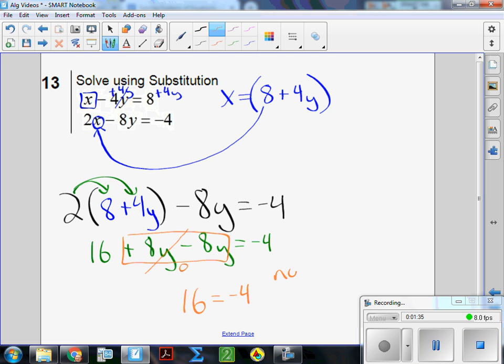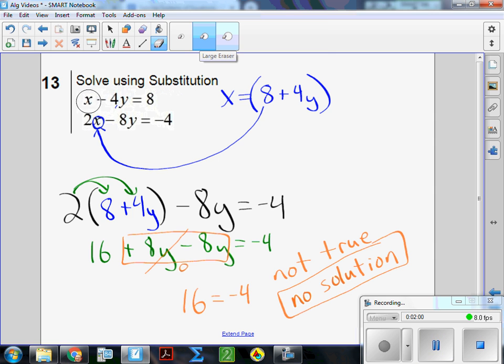Since that is not true, that means that there is no solution. That means that there are no points in common between these two equations when graphed. When you graph them, you would have two parallel lines. You could check that by seeing if you can put them into slope-intercept form and get parallel lines.